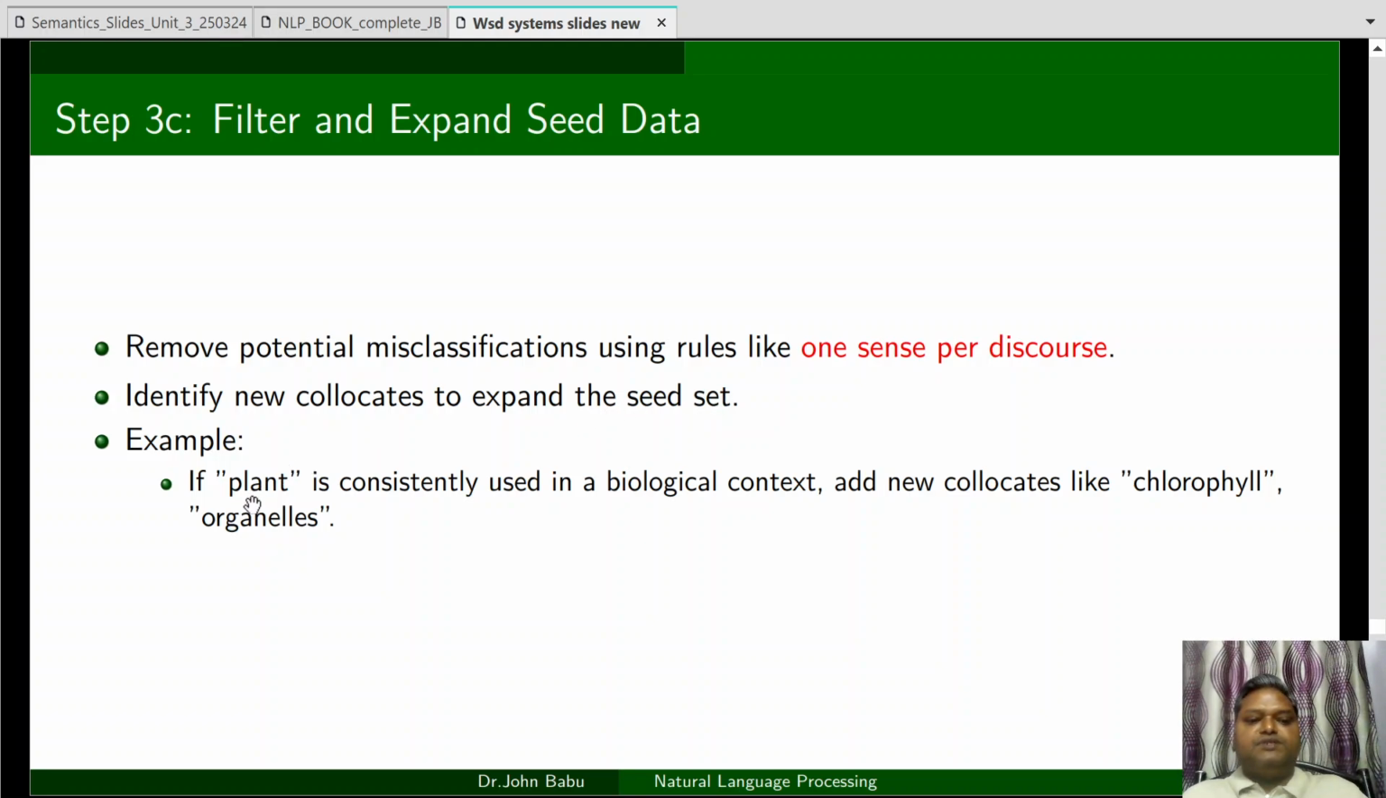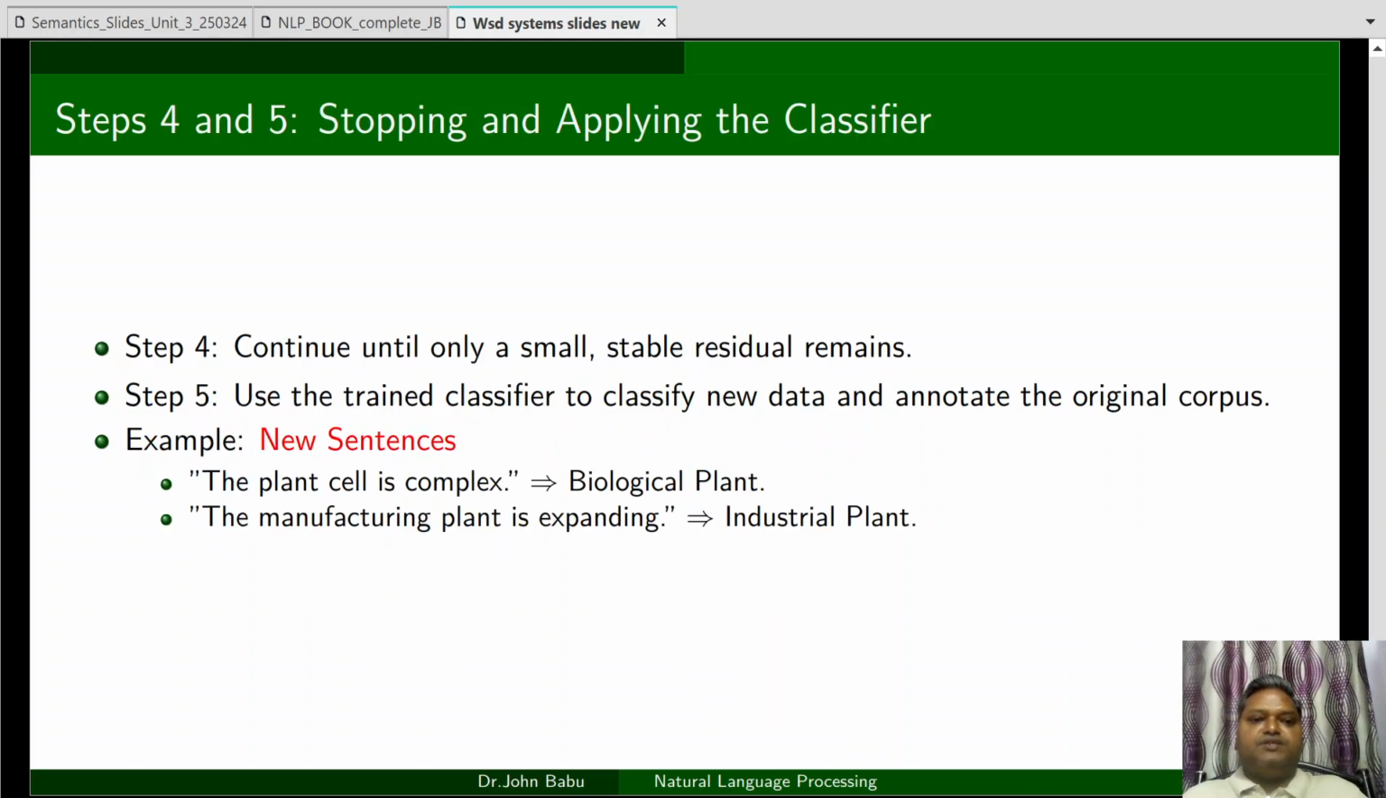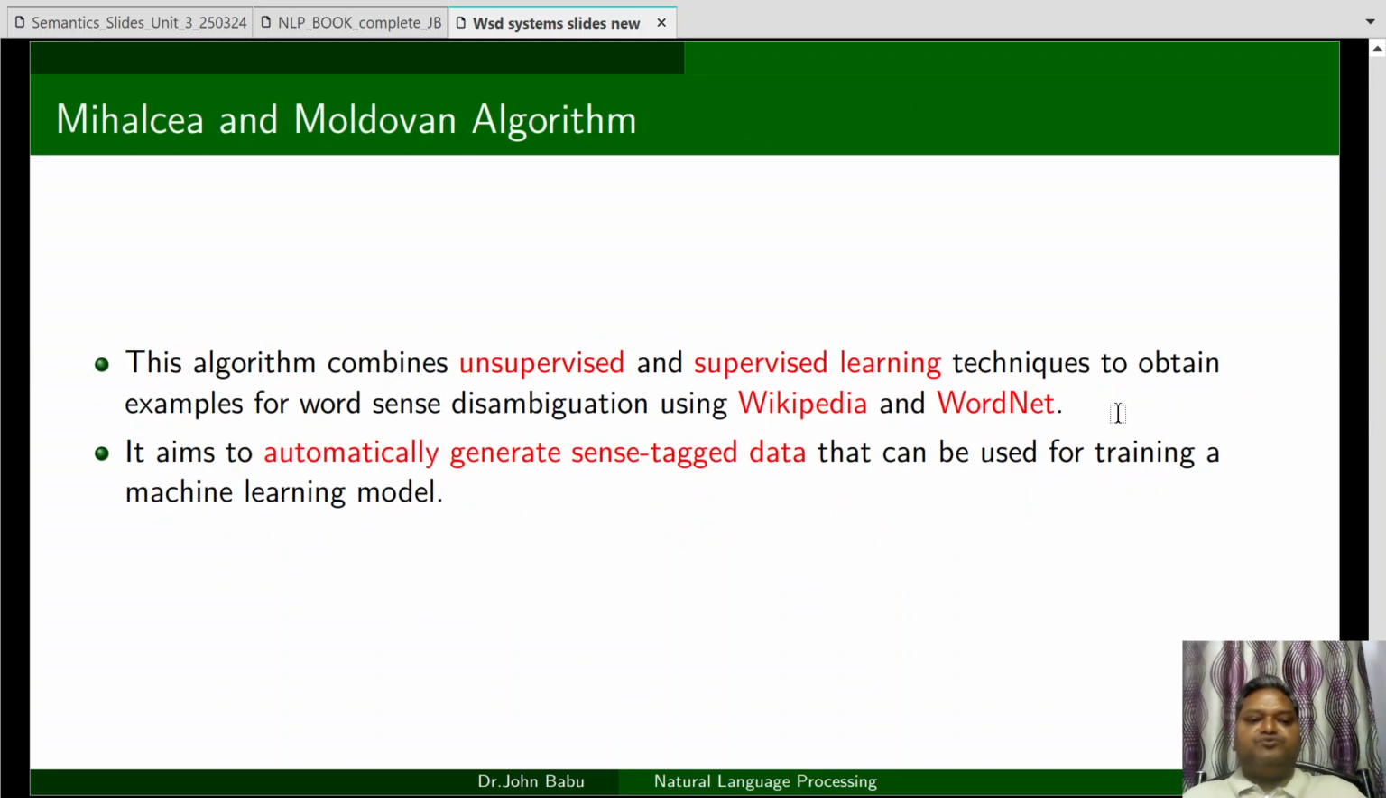For example, if plant is consistently used in a biological context, we can add new collocates like chlorophyll, organelles. So repeat the process iteratively to expand the seed data and refine the classifier. Each iteration will make the classifier more accurate. Continue until only a small stable residual remains, then stop. Use the trained classifier to classify the new data.